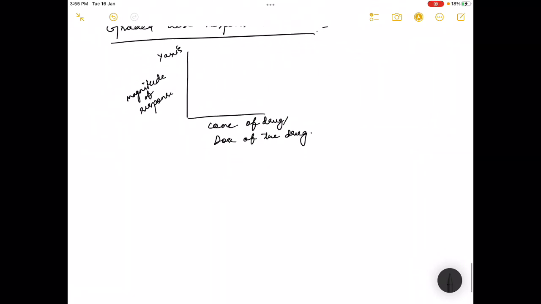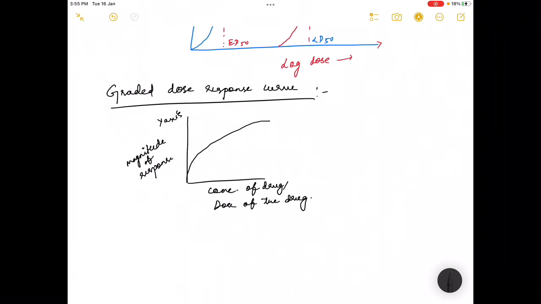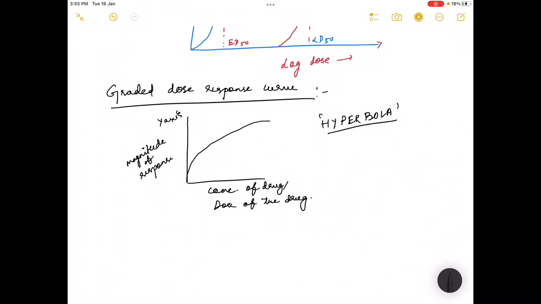Okay, so generally the intensity of the response increases with the increase in dose of the drug. So it is usually a hyperbola. When you plot the dose of the drug in x-axis and the magnitude of the response in y-axis, it is generally a hyperbola. So shape of the dose response curve is a hyperbola.